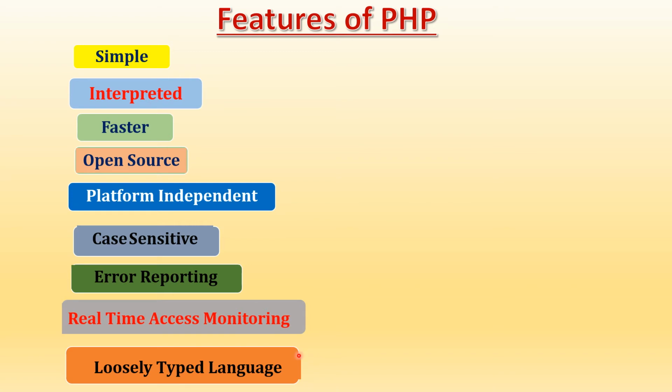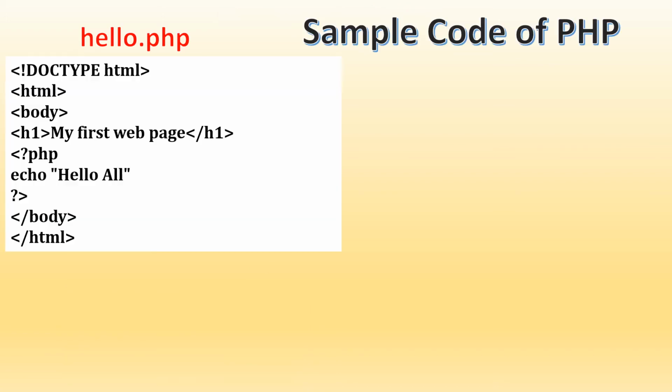PHP supports variable usage without declaring its data type. It will be taken at the time of execution based on the type of data it has on its value. Here we will see the sample code of PHP.